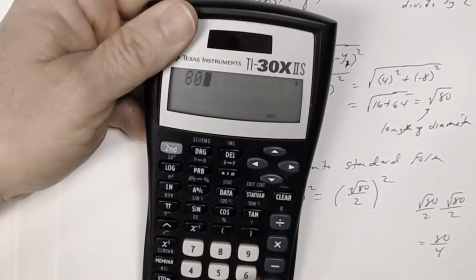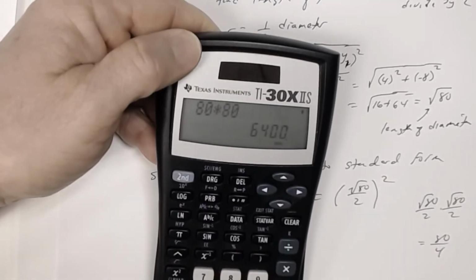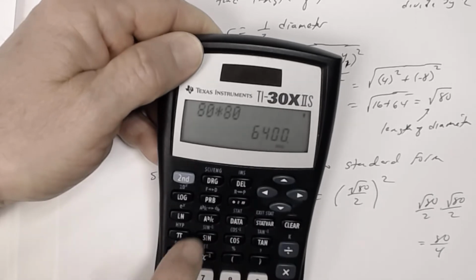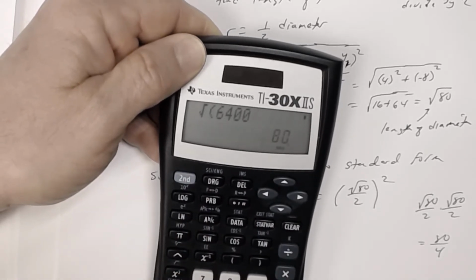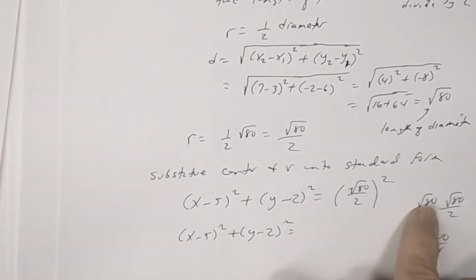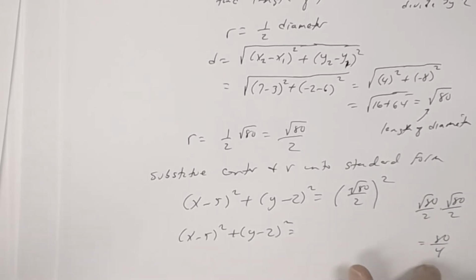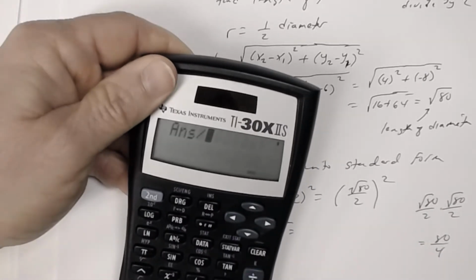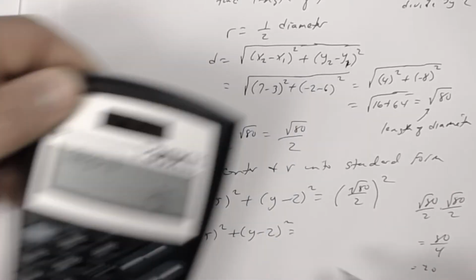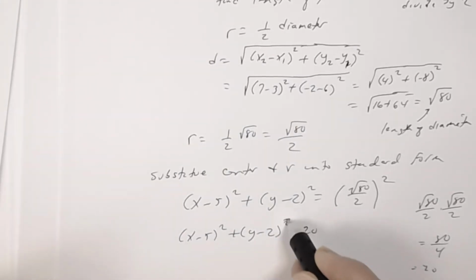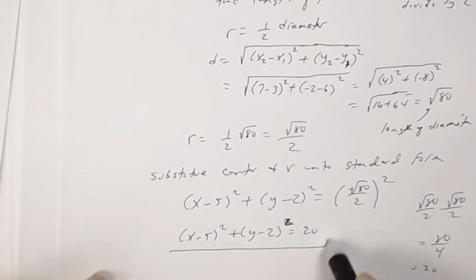Now, if you didn't know that the square root of 80 times itself is 80, then do this. Do 80 times 80, you get 6,400, and then the square root of that is 80. So remember, the square root of a number times the square root of that same number is just that number. And then 80 divided by 4, we get 20. So that goes here.